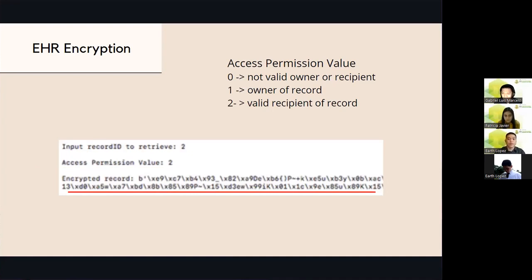If the retriever, however, is a recipient, the record is first encrypted so that the recipient needs to provide a key first to be able to output the record in plain text. Otherwise, the record is encrypted and is not readable.